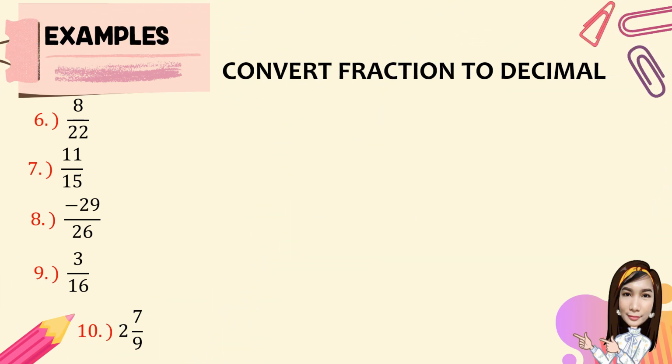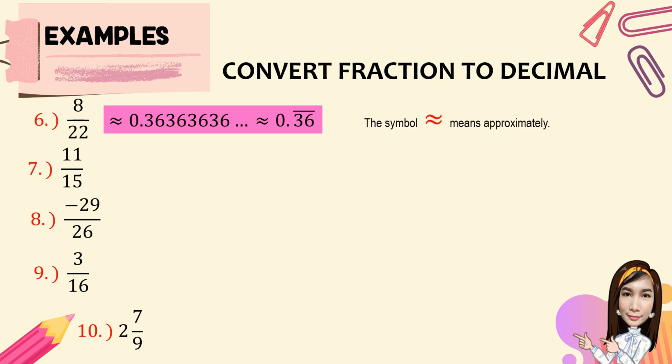For more examples, we have the given number 6, 8 over 22. That is approximately equal to 0.36363636 and so on. Or also approximately equal to 0.36 repeating. The symbol means approximately. This reads as is approximately equal to. For number 7, we have 11 over 15. That is approximately equal to 0.733333 and so on. Or also approximately equal to 0.73 repeating.